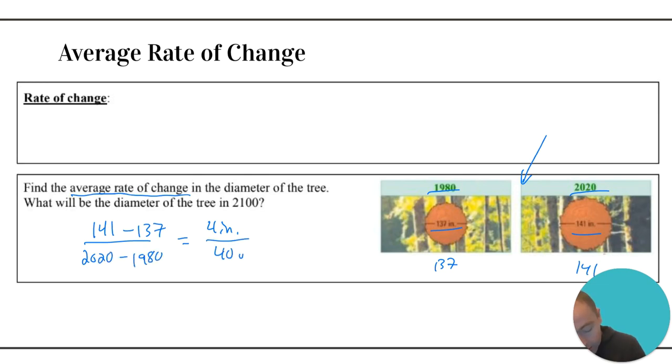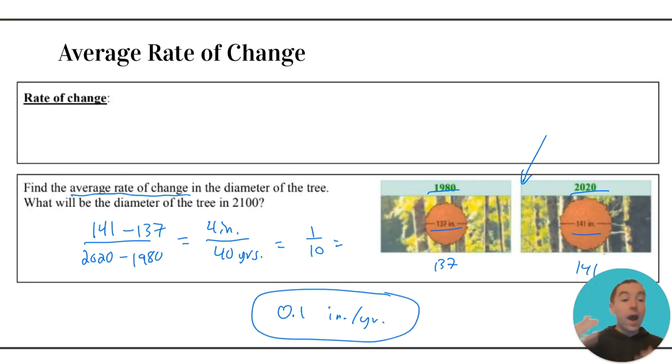And then if you reduce the fraction 4 over 40, it reduces to 1/10, which is equivalent to 0.1. So 0.1 inches per year would be the average rate of change, right? Doesn't mean it changed 0.1 inch every year. One year might have changed 0.08, next year might have changed 0.2, whatever, right?